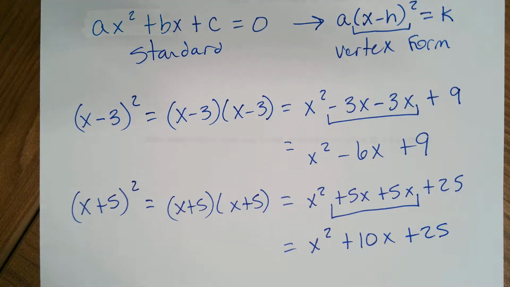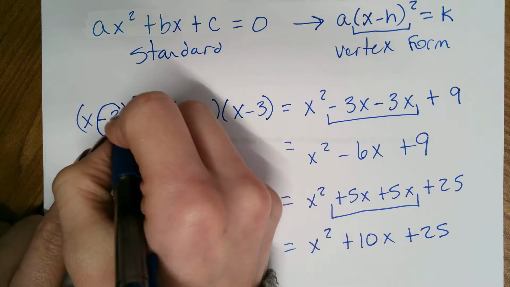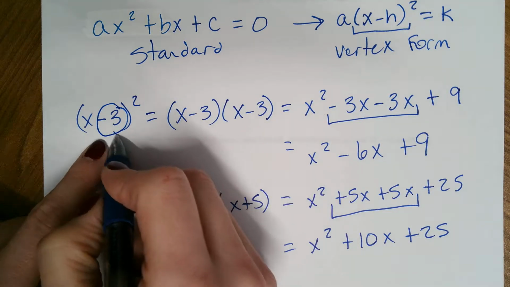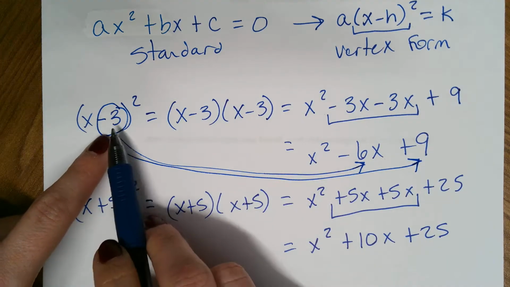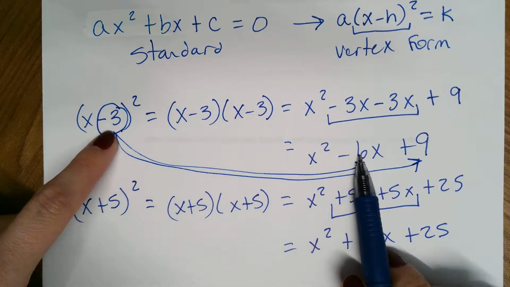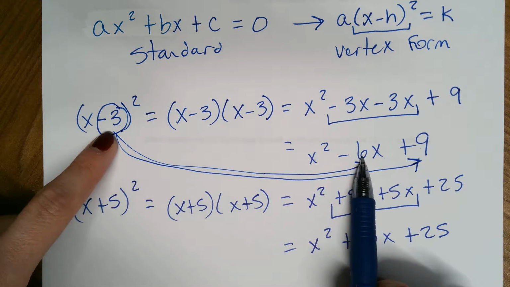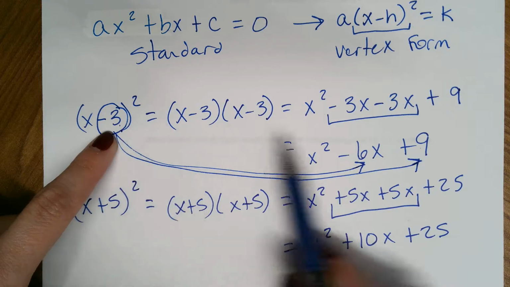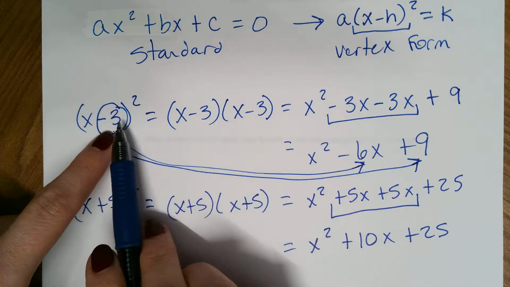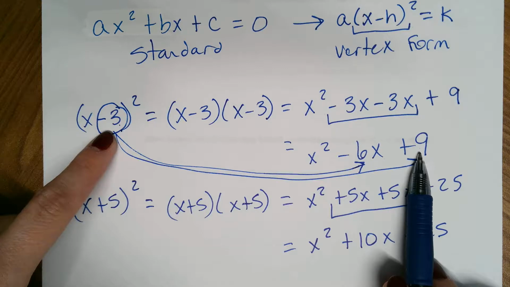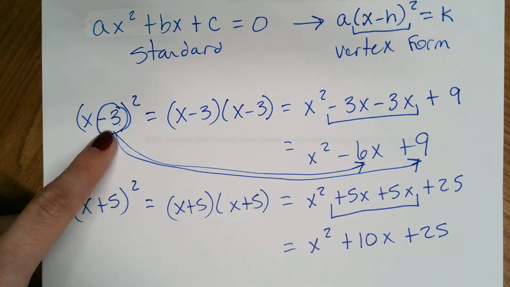So can you see the relationship or the pattern between the value that's inside the parentheses with x and the values that I get when I multiply it out? So how does negative 3 relate to negative 6, and how does negative 3 relate to 9? Well, the negative 6 comes from doubling the value that's inside the parentheses. And the 9 comes from squaring that value. Right? So our goal is to go from here backwards.